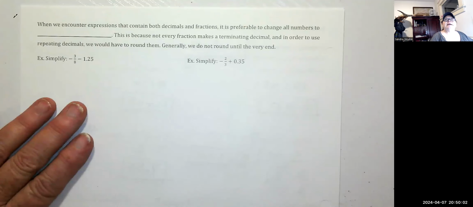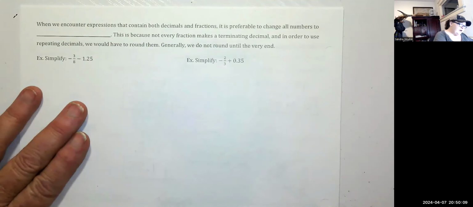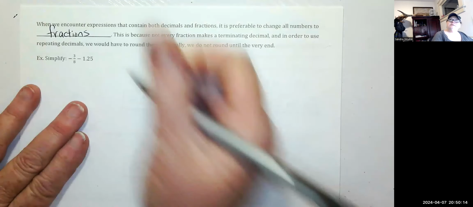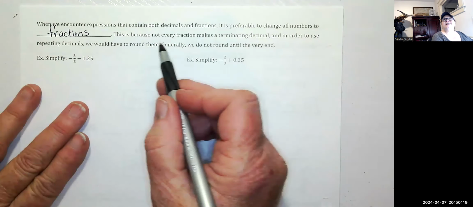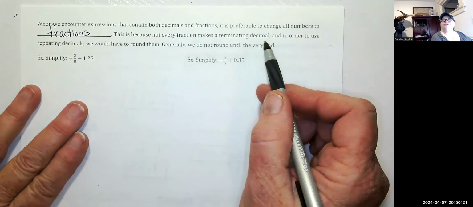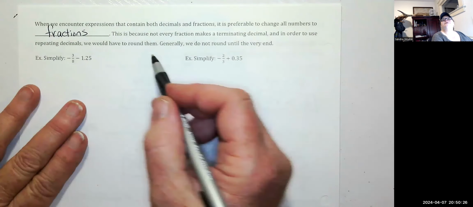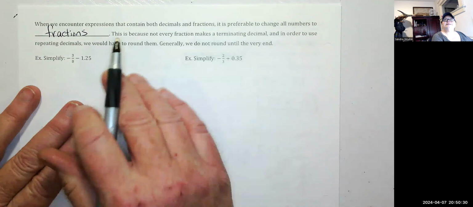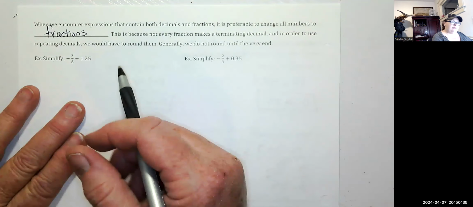All right, so when we encounter expressions that contain both decimals and fractions, it is preferable to change all numbers to fractions, because fractions are always going to be exact as opposed to decimals, which a lot of the times are approximate. This is because not every fraction makes a terminating decimal. And in order to use repeating decimals, we would have to round them. And generally, we do not round until the very end. So the best thing to do is use it in fraction form as opposed to decimal. And I'm very sorry to tell you that.